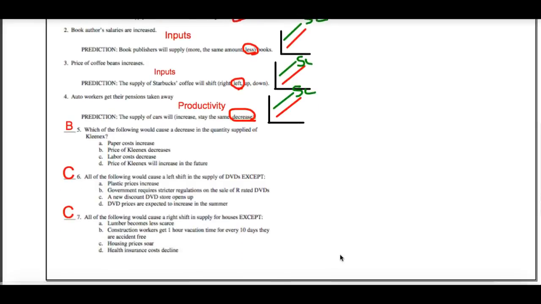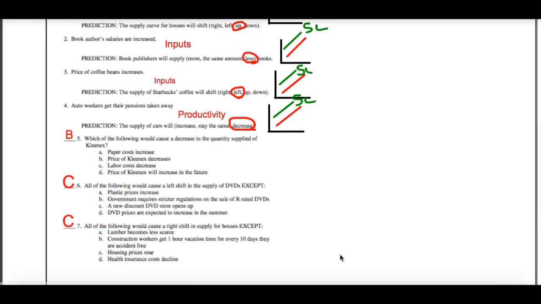And then number 7, all the following would cause a right shift in supply for houses except: A, lumber becomes less scarce. That's an input cost. If it becomes less scarce, that would be a right shift, because then there's more lumber out there that can make more houses. B, construction workers get 1 hour of vacation time for every 10 days they are accident-free. That would be productivity. That's increasing motivation. That would also be a right shift.